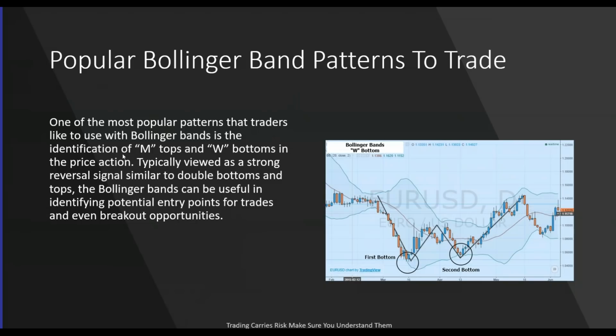So the pattern recognition is one of the most popular patterns for trading. It's called the M and the W pattern in Bollinger Bands. And this takes a while to develop, so it's like trading a head and shoulders. It has to develop all of its legs before it actually tells you anything.